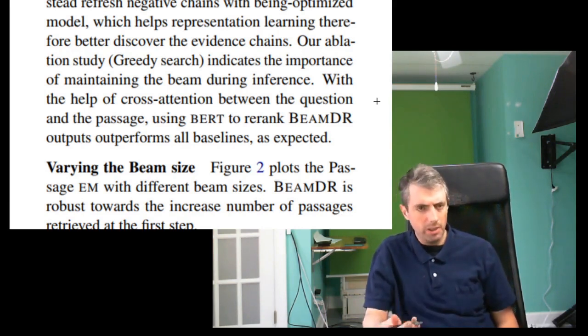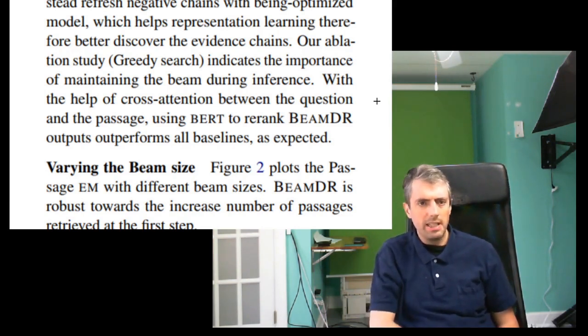Our ablation study, Greedy Search, indicates the importance of maintaining the beam during inference. With the help of cross-attention between the question and the passage, using BERT to re-rank BeamDR outputs outperforms all baselines, as expected.